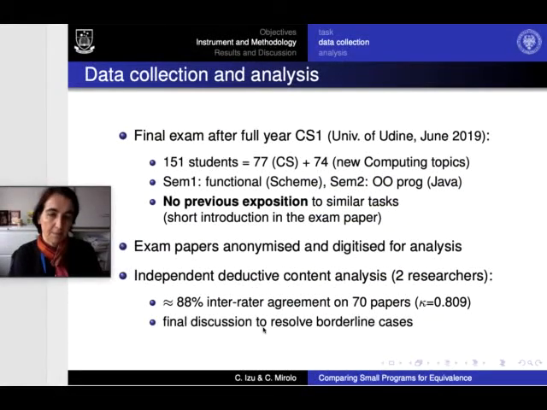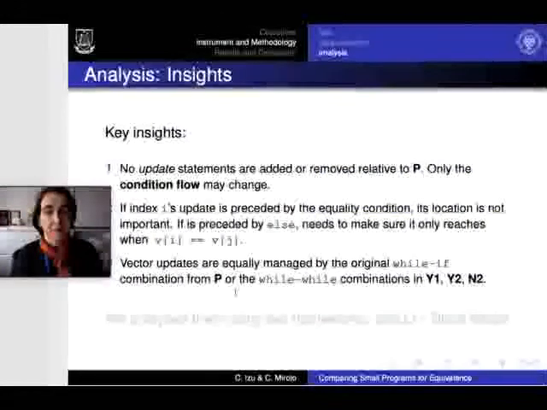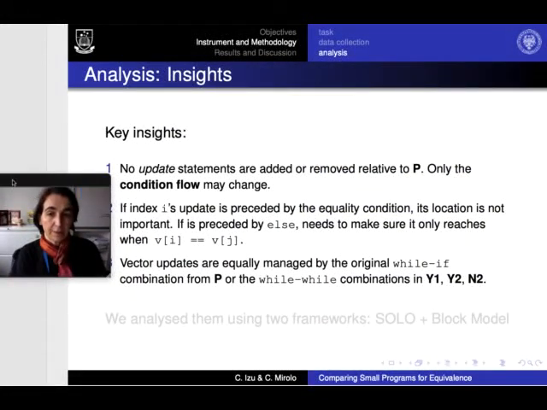This task was given to students on their final exam after they had completed a 1 year course at the University of Udine. We collected data from 150 students. And the students weren't trained or shown how to do this task before the exam. They were given an introduction. The exam papers were anonymized, and then the 2 authors did an independent deductive content analysis in which we reached 88% inter-rater agreement.